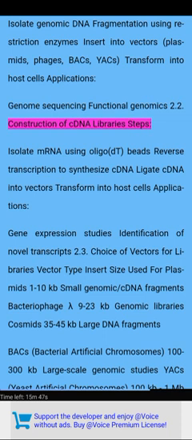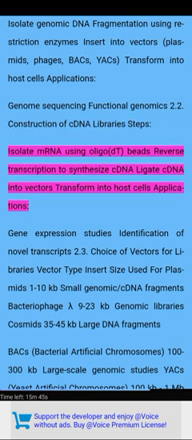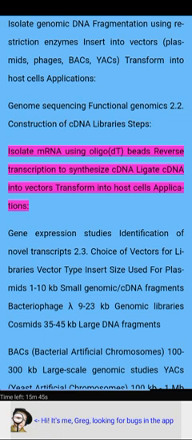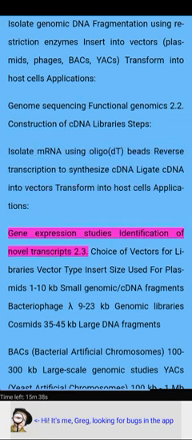2.2. Construction of cDNA library. Steps: isolate mRNA using oligo-dT primers, reverse transcription to synthesize cDNA, ligate cDNA into vectors, transform into host cells. Applications: gene expression studies, identification of novel transcripts.